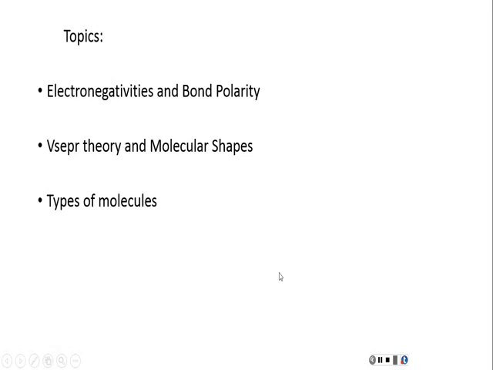All right, the topics for today are electronegativities and bond polarity, VSEPR theory and molecular shapes, and types of molecules. We're going to start off with taking a look at a hydrogen molecule made up of two hydrogen atoms. Here's our Lewis structure for it.